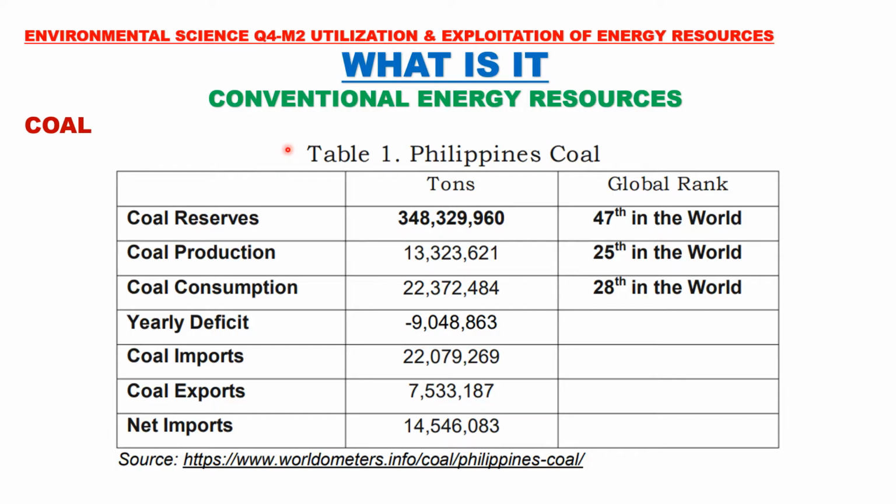Table 1. The Philippine coal status as of 2016. In terms of coal reserves, we are 47th in the world. In terms of coal production, we are 25th in the world. In terms of coal consumption, we are 28th in the world. As you can see, our coal production is lesser than our coal consumption. That is why we have a yearly deficit of negative 9,048,863 tons.